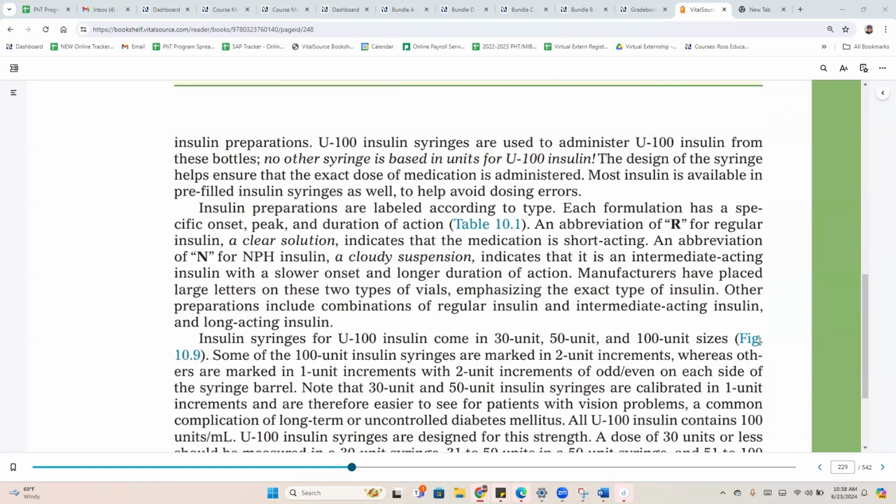U100 insulin syringes are used to administer U100 insulin from these bottles. No other syringe is based in units for U100 insulin. The design of the syringe helps ensure that the exact dose of medication is administered. Most insulin is available in pre-filled insulin syringes as well to help avoid dosing errors.